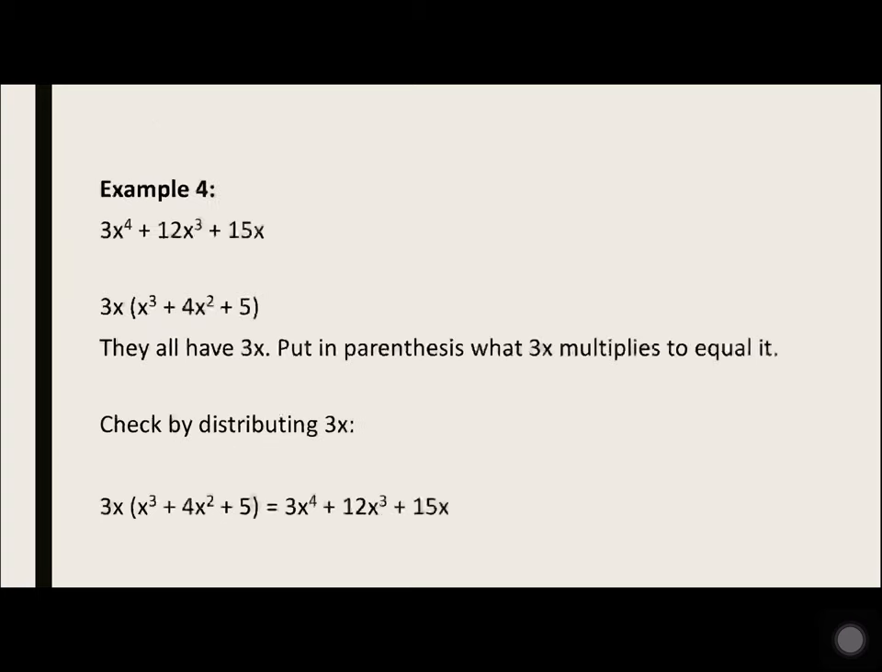Example 4, 3x to the 4th plus 12x cubed plus 15x. They all have a 3x. Put that out front. Put in parentheses what 3x multiplies to equal the problem. Check by distributing 3x. 3x times x cubed equals 3x to the 4th. 3x times 4x squared equals 12x cubed. 3x times 5 equals 15x.